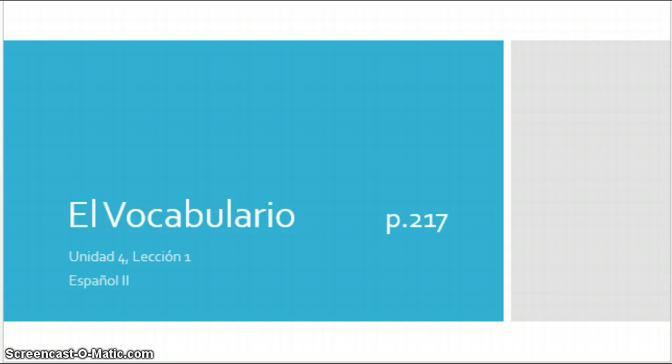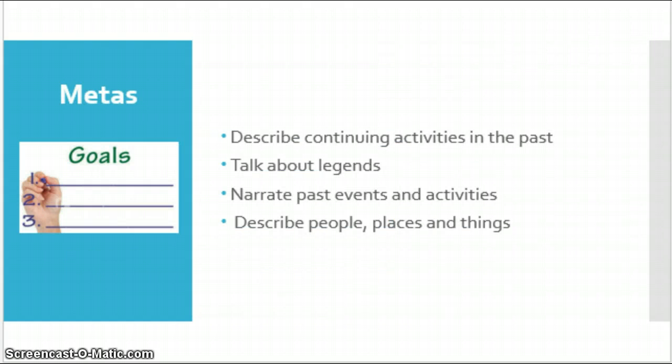You have your vocabulary list, but you may also log on to our online textbook to take advantage of some of the practice activities. In this particular video, nuestras metas, our goals, will be to describe continuing activities in the past. We're also going to talk about legends. Legends are stories from the past that many people believe to be true, but can't necessarily be proven to be true. So this is going to help us practice our past tense. We're going to narrate past events and activities using the vocab from this video. We will also describe people, places, and things as the characters and the settings and the events within the legends.